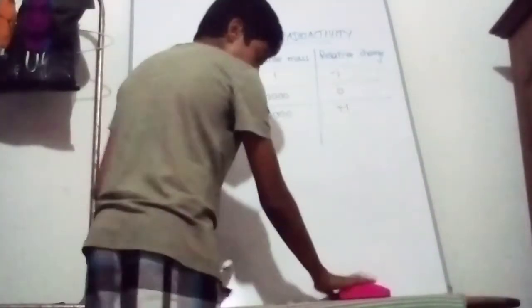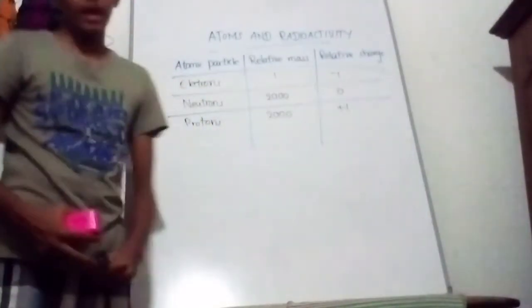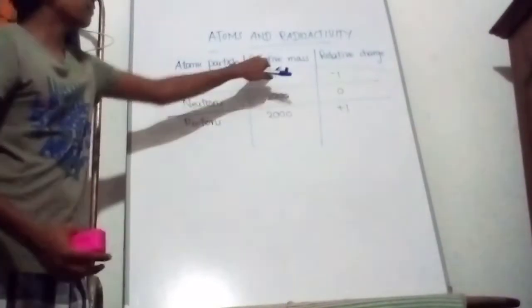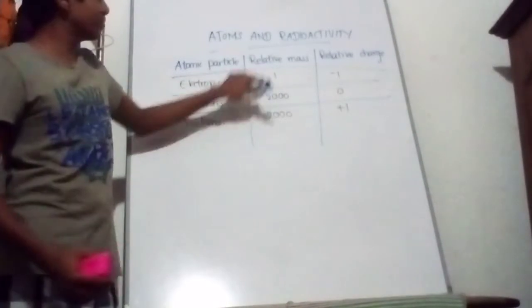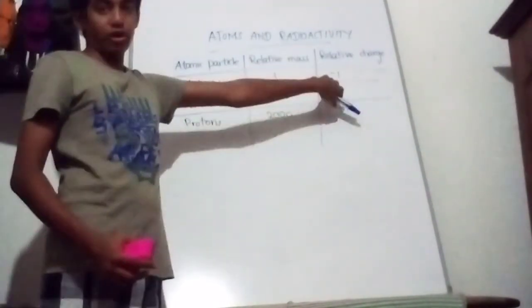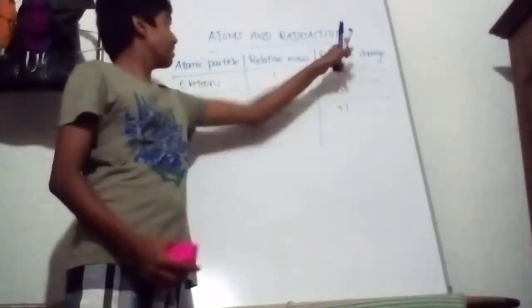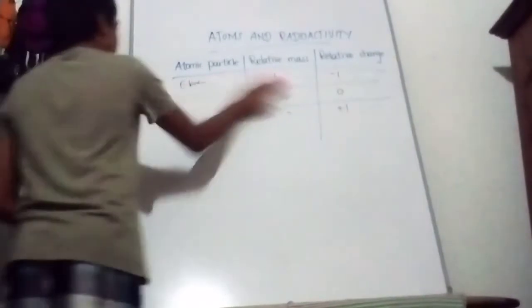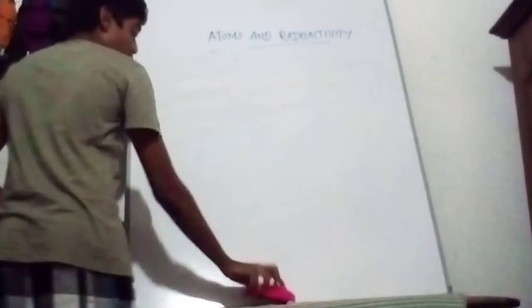So this is the table which gives you further information about these three atomic particles. Electrons have a relative mass of 1 and a relative charge of -1. Neutrons have a relative mass of 2000 and a relative charge of 0. Protons have a relative mass of 2000 as well, like neutrons, and the relative charge is +1. So now let's get some further information about these atomic particles one by one.